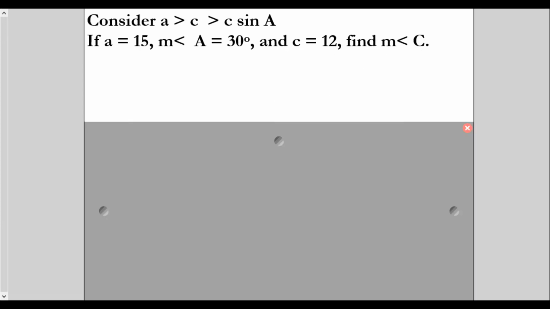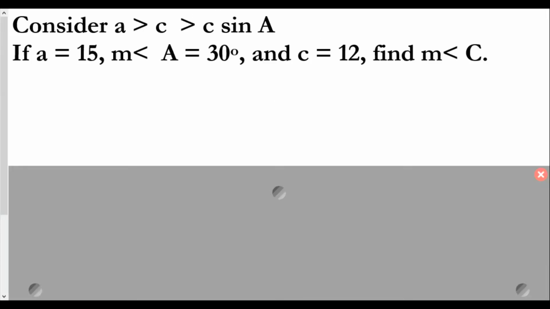Our next question is going to be, now, consider in this case the side opposite of angle A is greater than the side opposite of angle C, which is greater than the measure of this, opposite C times sine of A. Okay?